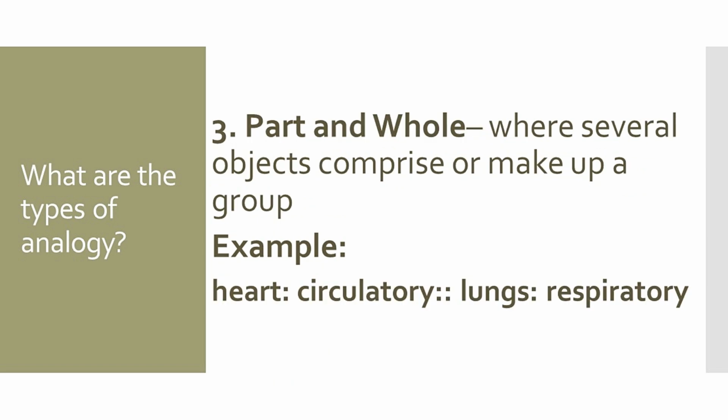Let us now proceed to the third one, and that is part and whole, where several objects comprise or make up a group. For example, heart is to circulatory, as lungs is to respiratory. So in here, heart is a part of the circulatory system, which is considered as a whole. Then on the other side, the respiratory system is a whole, from which the lungs are just a part of it.